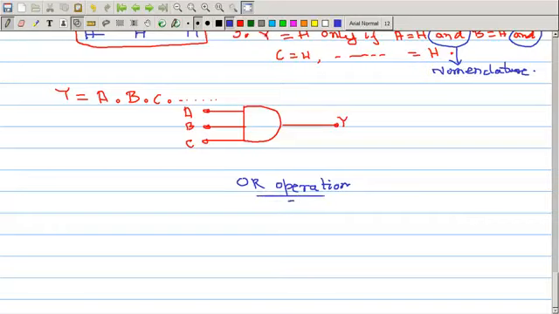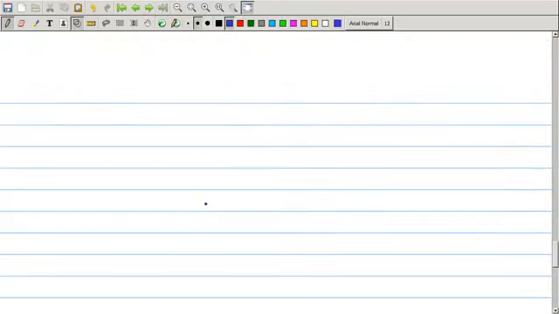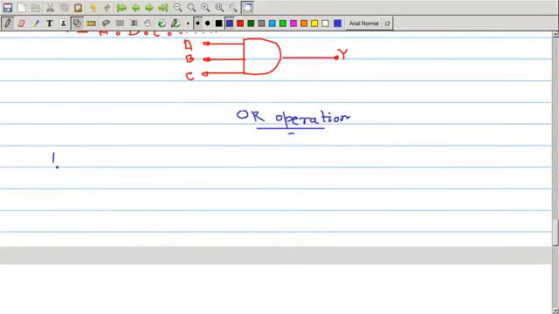So you know that in the case of an OR operation, it is A, B and Y. If I go for it in this particular way, then you know that if both are low, you will get low. For low and high, you will get high. For high and low, you will get high. And for high and high, you will get high. Right? So this is the logic expression of the OR operation.